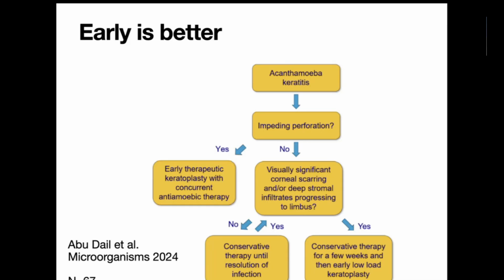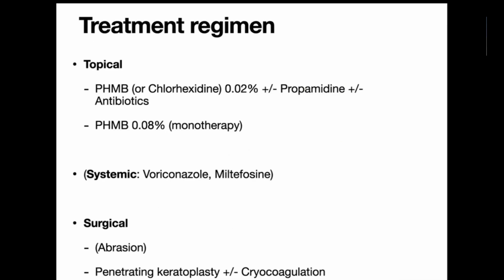So, the start is obviously the topical or medical treatment, and we have two approaches here. We have PHMB. We can alternatively use chlorhexidine. This is a disinfectant, and the traditional concentration was 0.2%, and this is often combined with another disinfectant, propamidine, and often also with antibiotics. So we commonly have a triple therapy, high intensity topical.